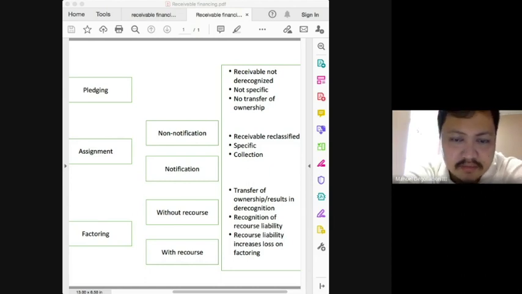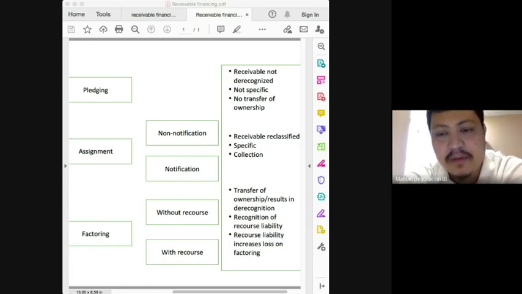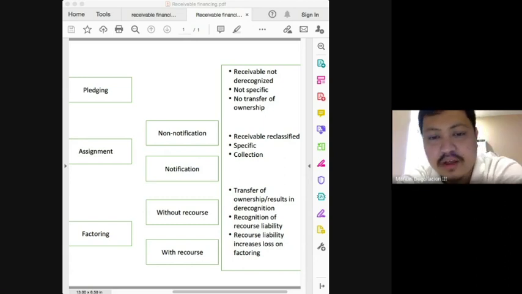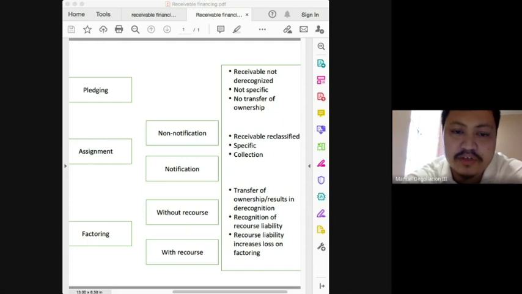And as I mentioned earlier, the factoring arrangement may be either with or without recourse. Okay. Meaning, if there are portions that are not collected, if it is with recourse, then the factor can run after the entity who sold the receivable. So it's as if the entity still has a subsidiary liability. In case the factor cannot collect, then the entity will have to pay for it. If it is without recourse, then all the risk of non-collection is shouldered by the factor.